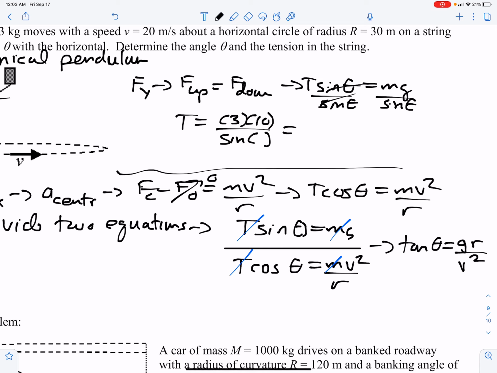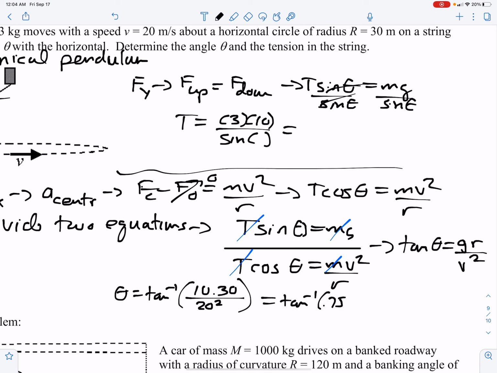Okay, now you're solving for theta. We need to find theta first so we can plug theta back in here and get tension. So theta would be the arctangent of gr over v squared. So 10 times the radius, which was 30, over v squared, which is going to be 20 squared. So 3 times 10 is 300. 20 squared is 400. And so we're taking the arctangent of 0.75, which is 3/4. And that's approximately 37 degrees.